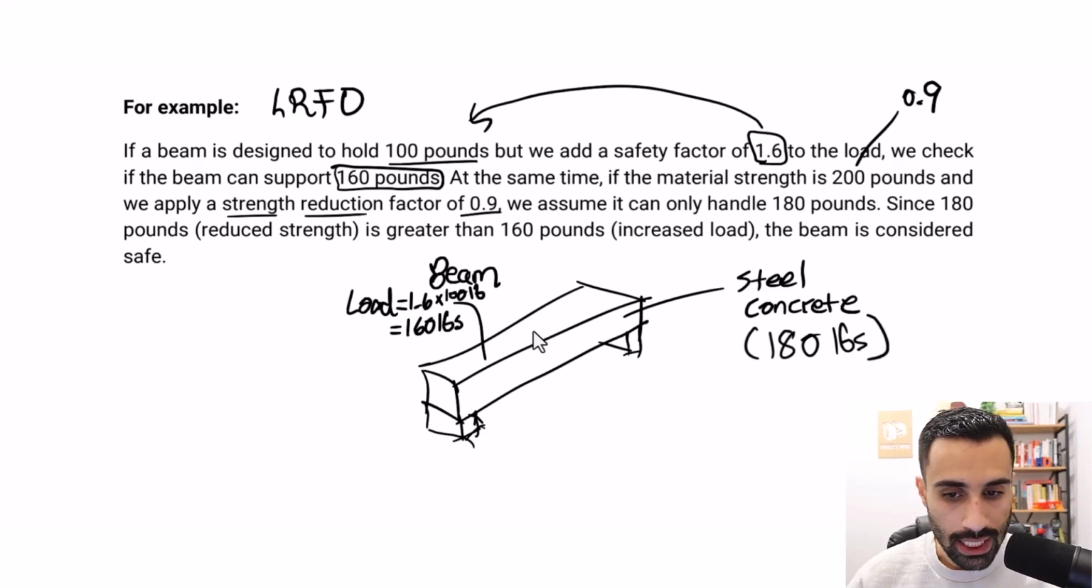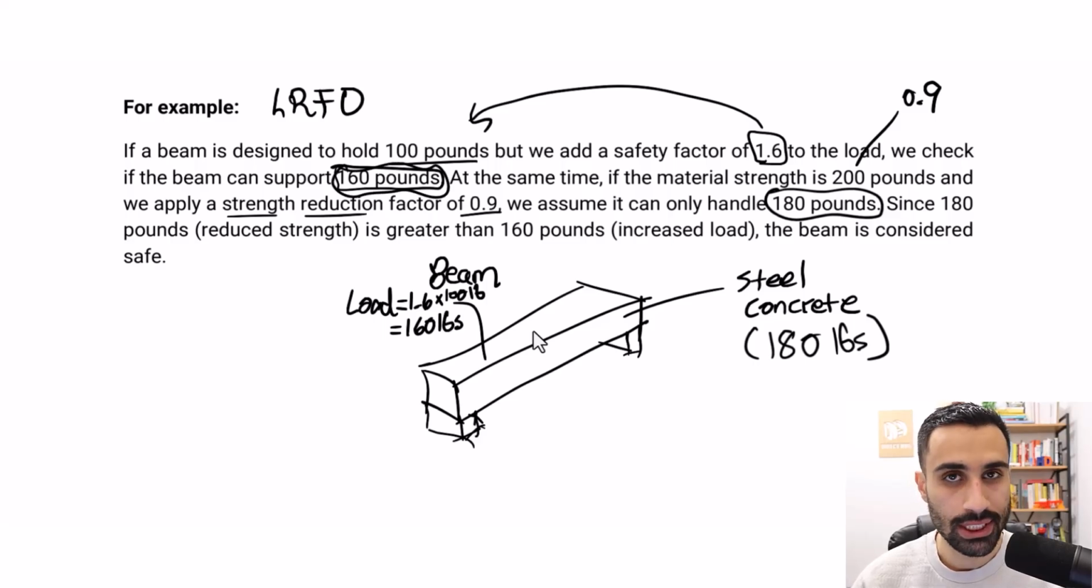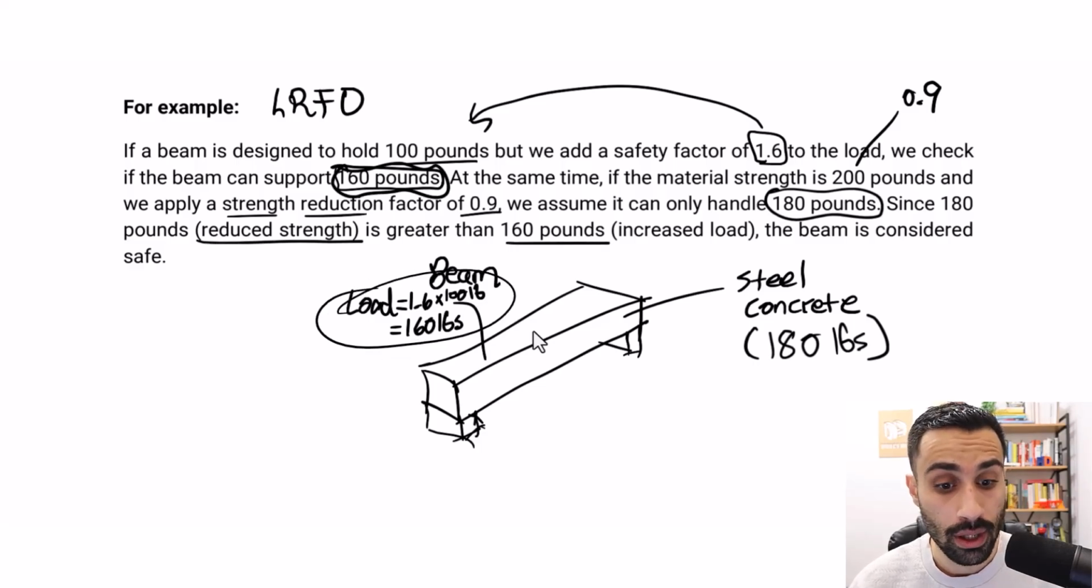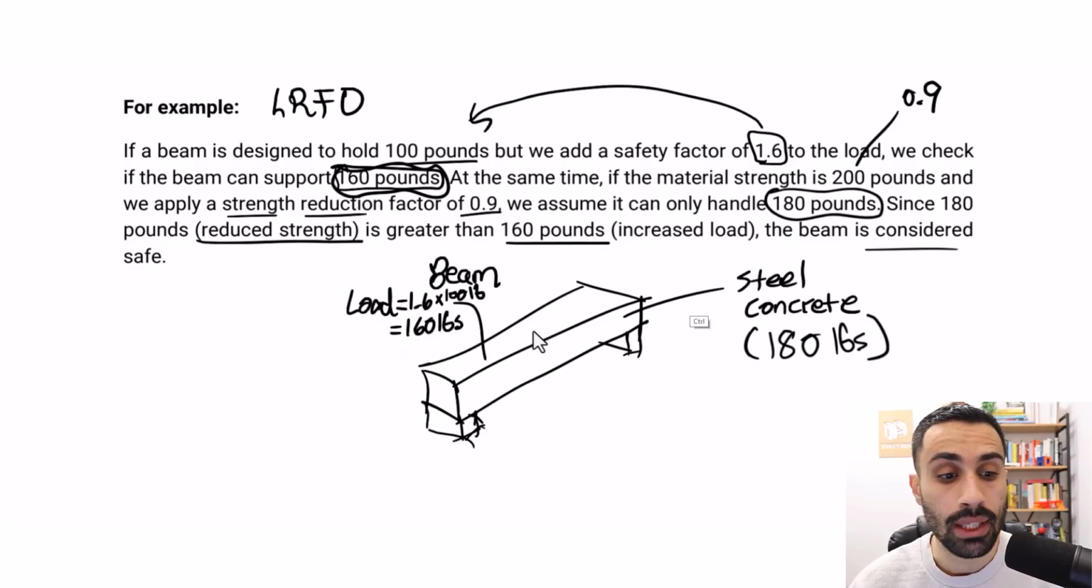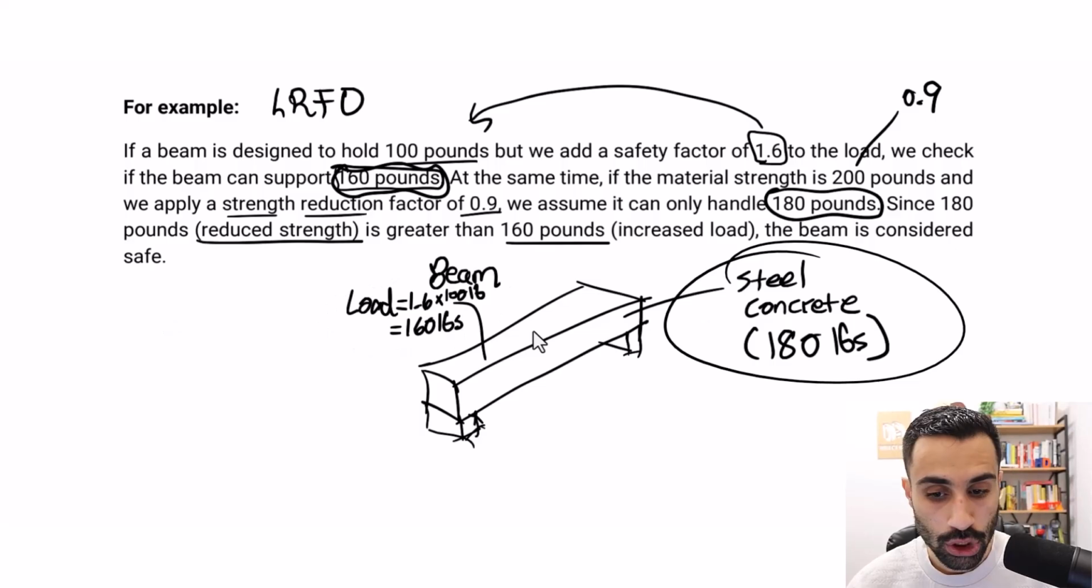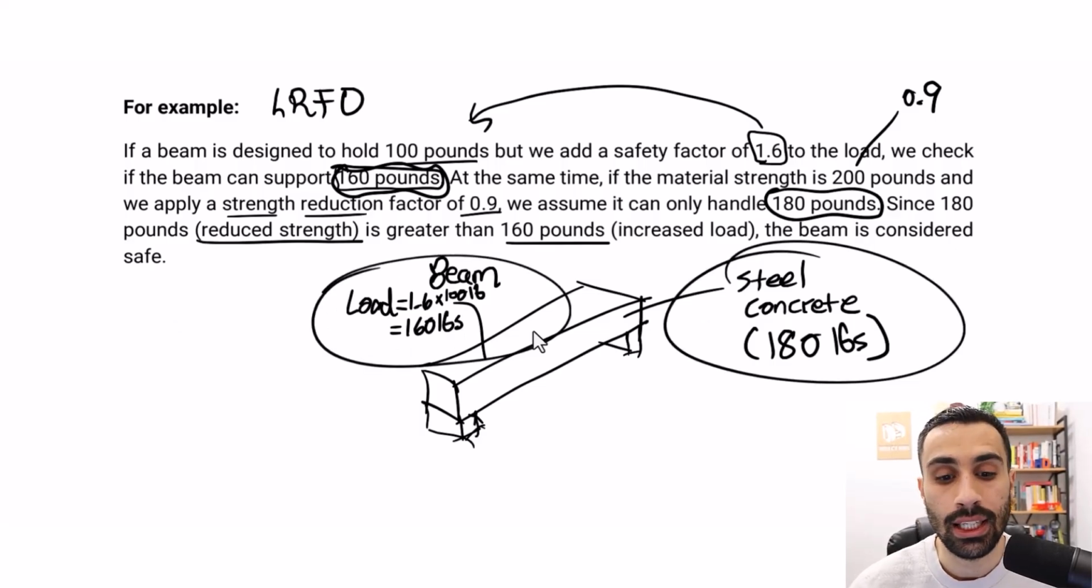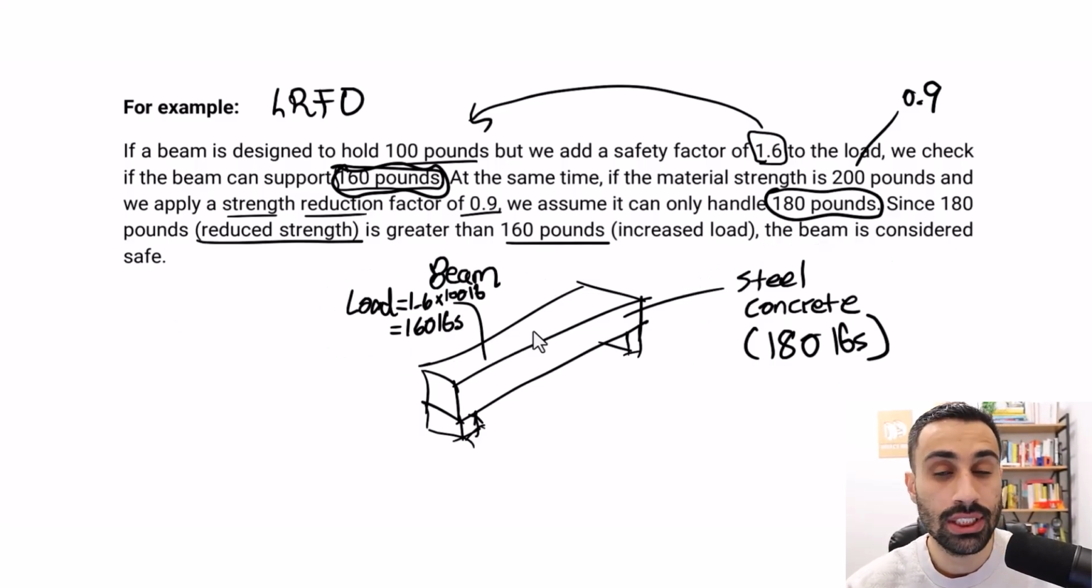Now we have this crucial number, 180. We overestimated the load at 160. Since the 180 pounds, this is the reduced strength, is greater than the 160, which is the applied load that we overestimated, we know the beam is considered safe. This 180 is bigger than the 160. In this case, this satisfies our design requirement, and we would say this beam is safe.